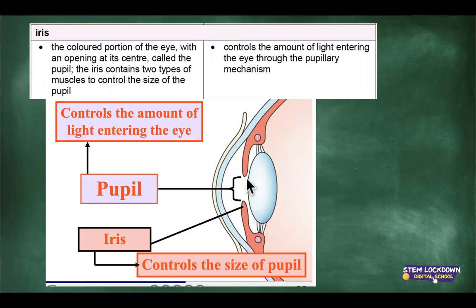and that helps to control the amount of light entering through the eye through the pupillary mechanism. The iris is the colorful part of the eye, and iris is the word for rainbow. And so that's why we call it the iris, because of the different colored eyes.